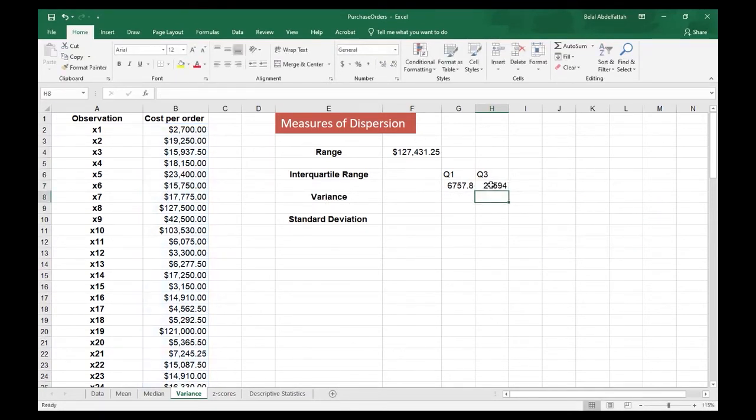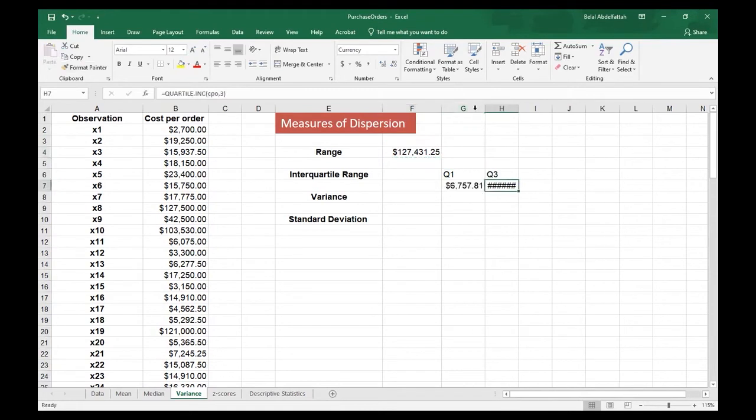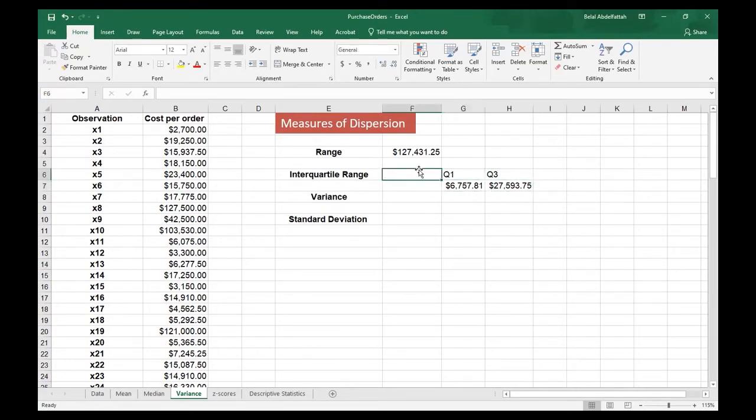Okay, let me go ahead and just give that a format and widen these columns a little bit. So now that I have these two values, I'll just subtract these two values together, and that would give me my interquartile range here. So I'll select that value, subtract it from that value. Now I have my interquartile range. Then the variance, there's a formula for this that I will be talking about in more detail.